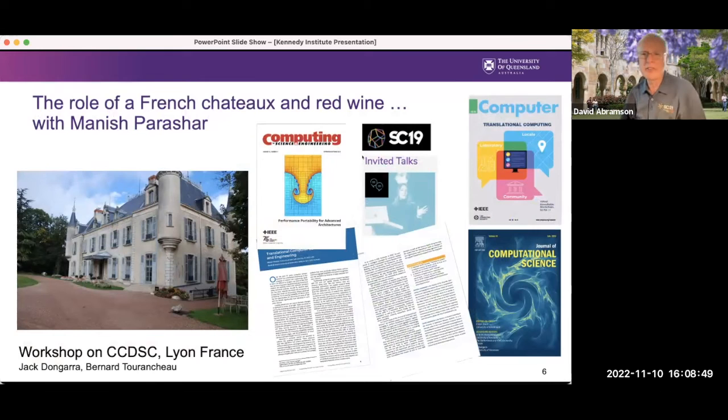Okay, so what's the background to this work? As said in the introduction, this is some work I've been doing most recently with Manish. It started at a workshop in a chateau out the back of Lyon, sponsored by a workshop that's run every few years by Jack and Bernard, as you can see on the acknowledgement, and where a bunch of people get together and talk about stuff, right? And we typically talk about supercomputing stuff.